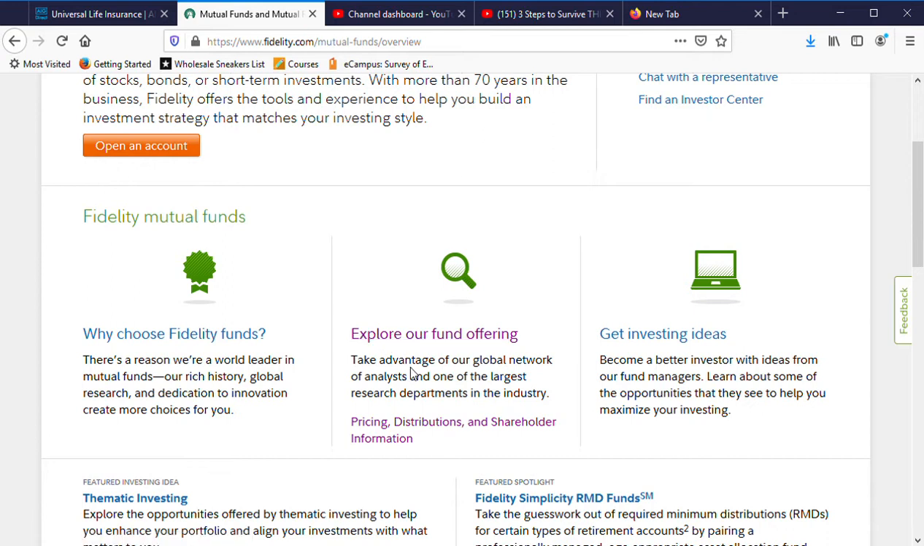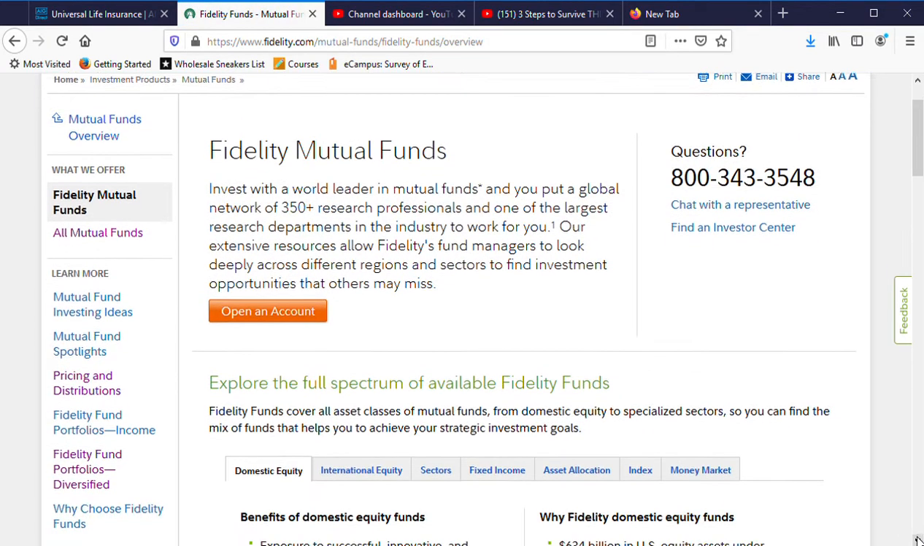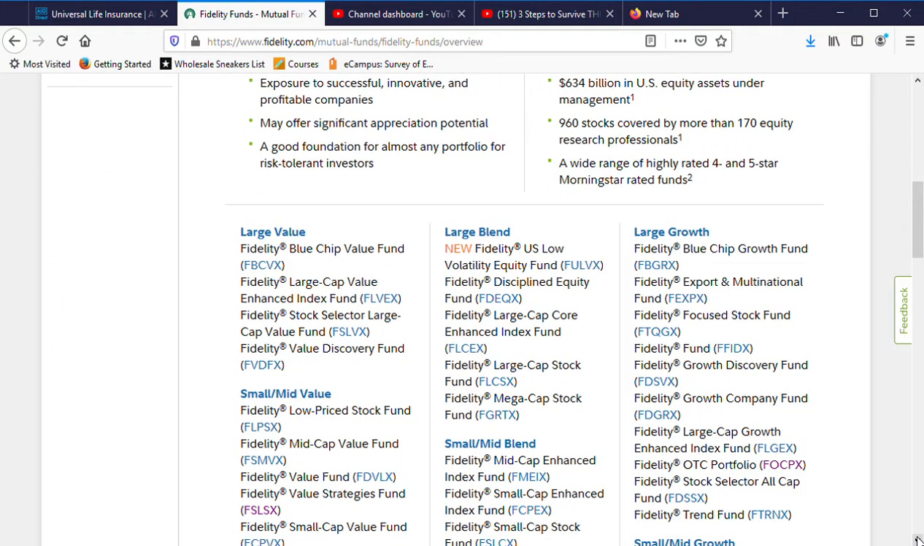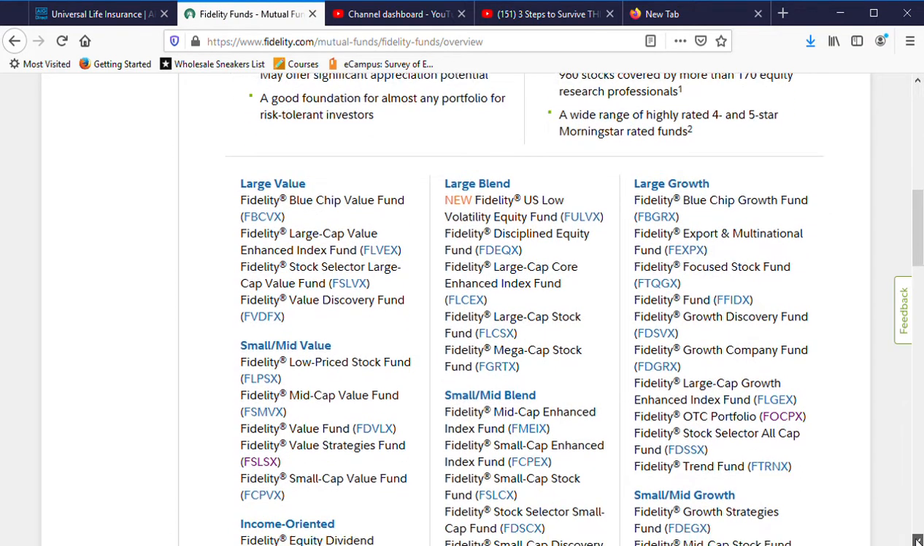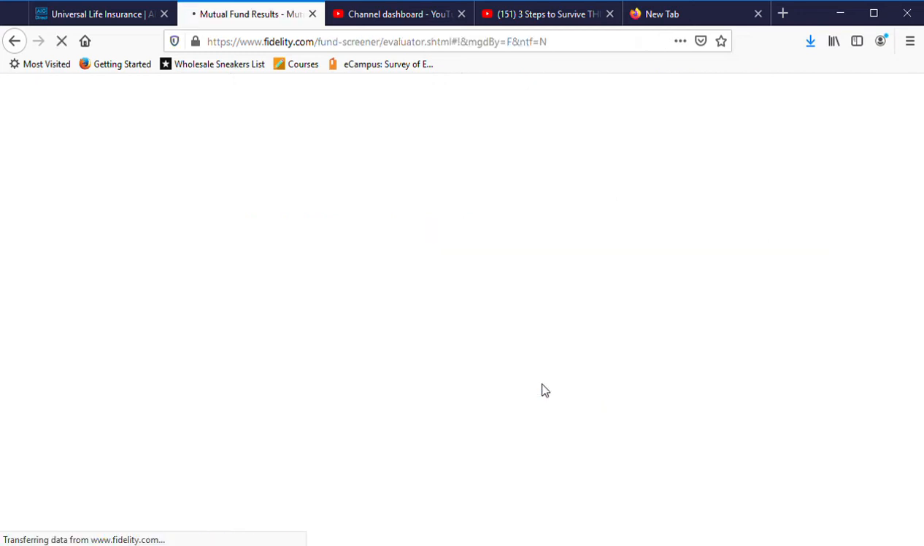So we're going to explore our fund offering, which has the pricing, the distribution, and shareholder information. So let's get to that. And then we're going to scroll down. Remember earlier we went to this and I told you about all the different types of funds that Fidelity has. So we're going to go to research. Remember we went to explore Fidelity Funds. Now we're going to go to research all Fidelity Funds, and these are all the Fidelity Funds that they have. So we're going to click on that.